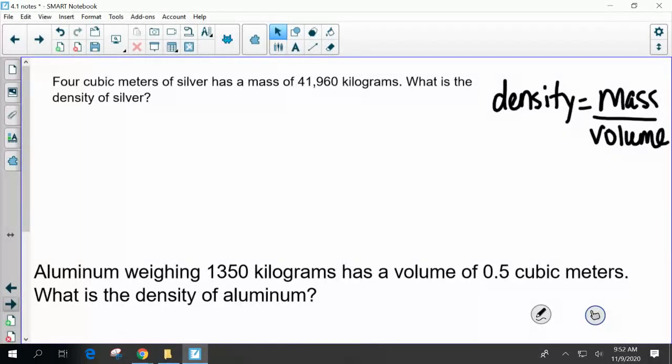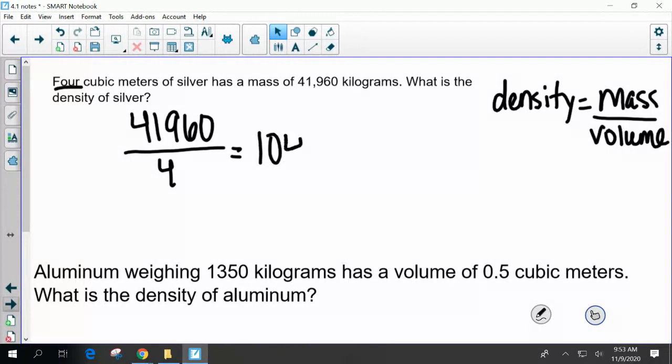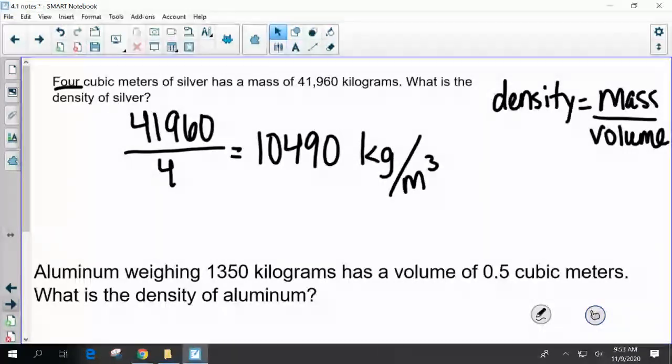Okay. So 4 cubic meters of silver has a mass of 41,960. What's the density of silver? So I need to do my mass divided by my volume. So 41,960 divided by, and the volume is 4. 10,490. And my label would be kilograms per meters cubed.